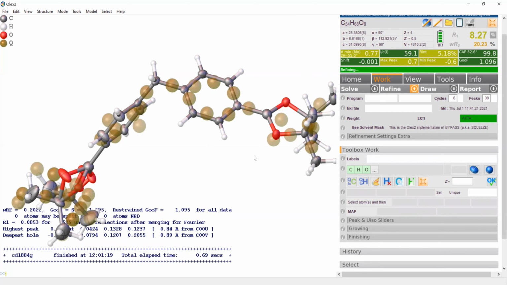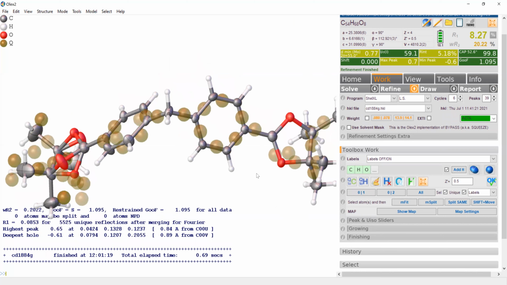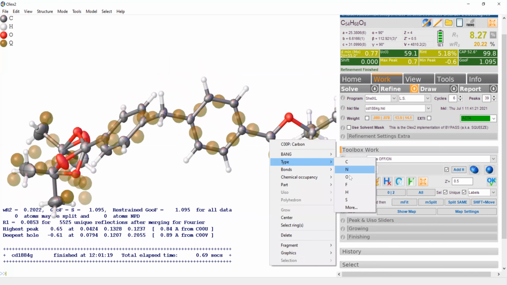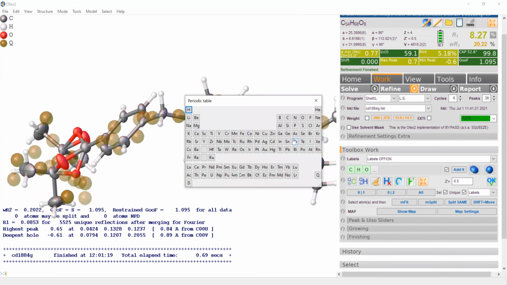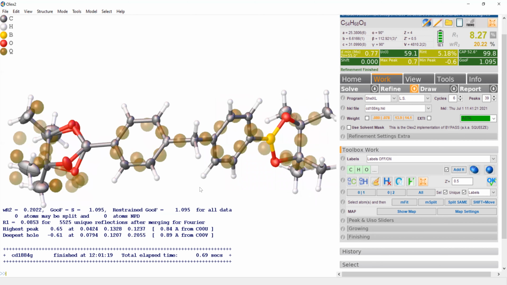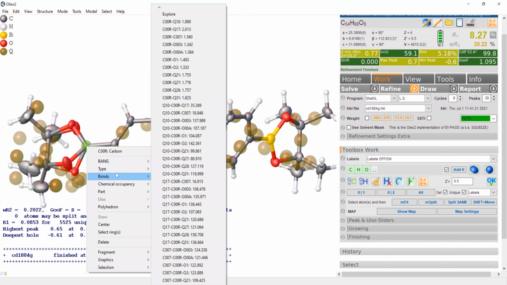And the answer is a resounding no. So this tells us that this position is a boron, because remember, boron can have 3 single bonds around it. So what I'm going to do is change this from a carbon to a boron. And since this is kind of a mirror image of both sides, I'm going to do the same thing to the other side as well.